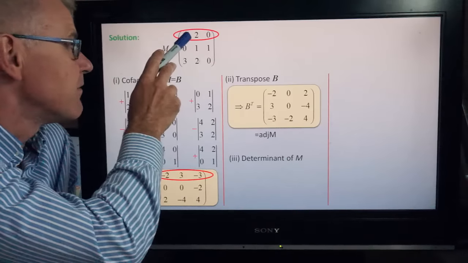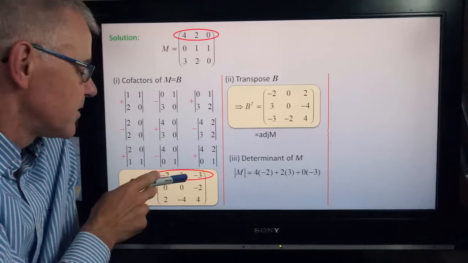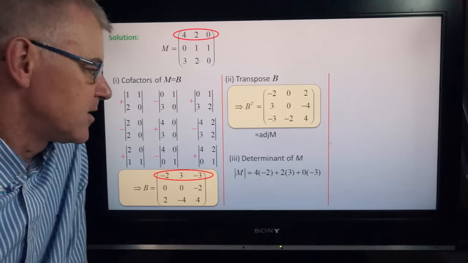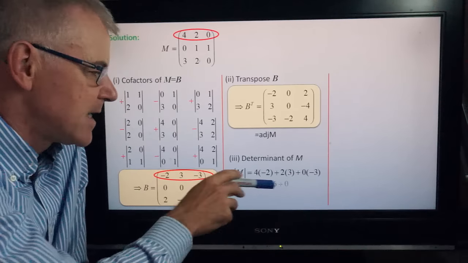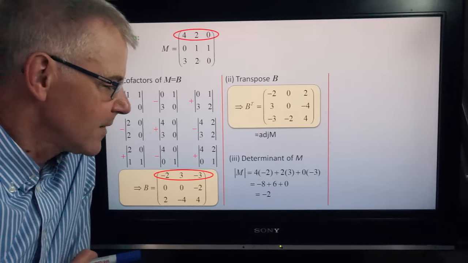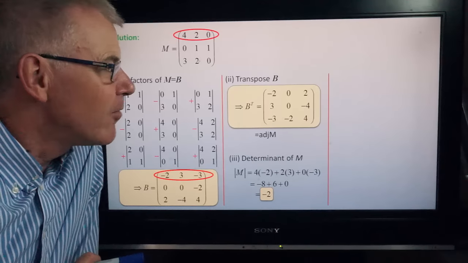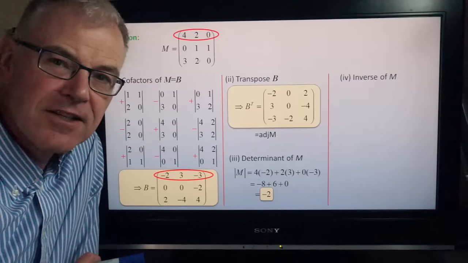So the determinant will be 4 times minus 2 plus 2 times 3 plus 0 times minus 3. So that's going to be minus 8 plus 6 plus 0, which is minus 2. So this is the determinant of the matrix. And now we're asked to calculate the inverse of the matrix.